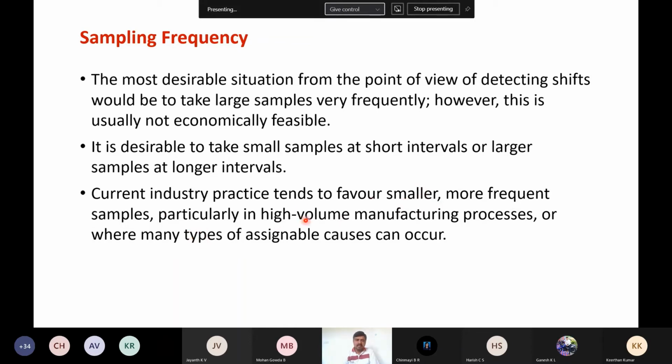This is particularly true in high volume manufacturing processes, that means mass production, or where many types of assignable causes can occur. Suppose you are expecting deviations because of many reasons: error from the operator, problems in the raw material, or the machine. If there is a possibility of getting defectives, then you should again go for small sample size and more frequent sampling.